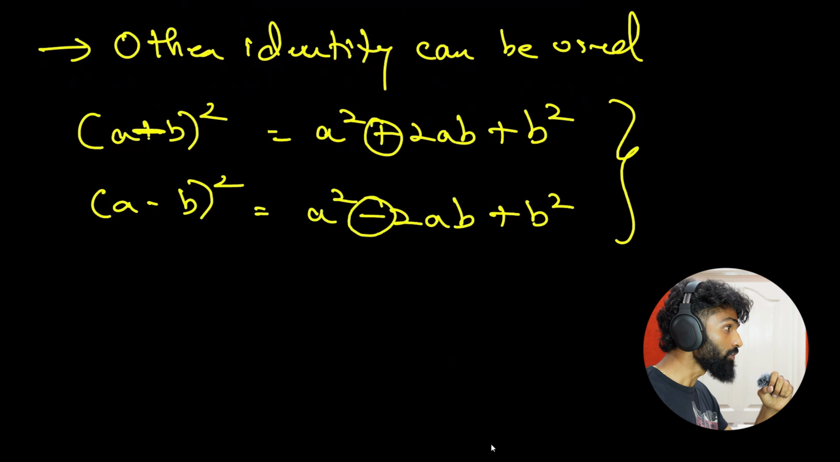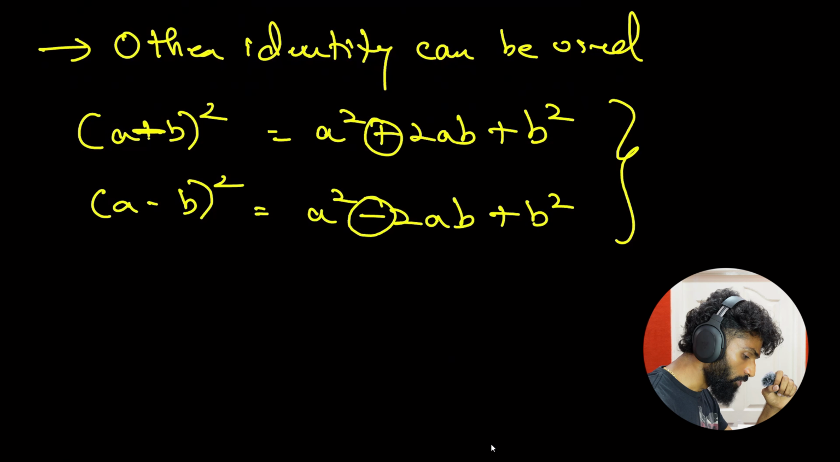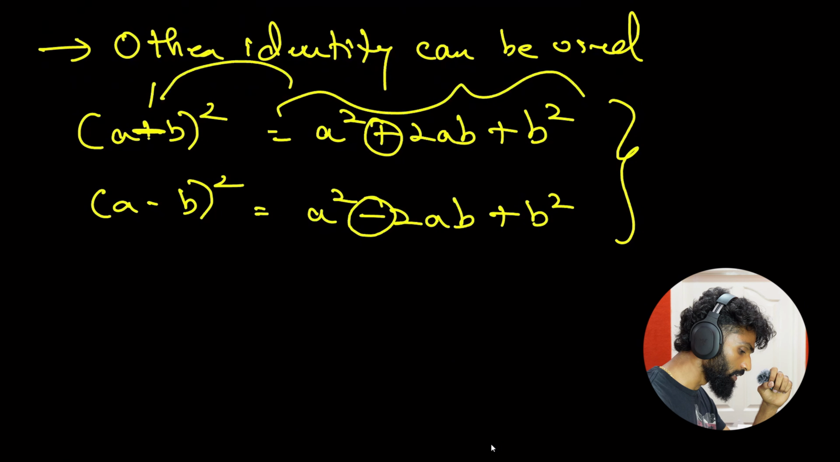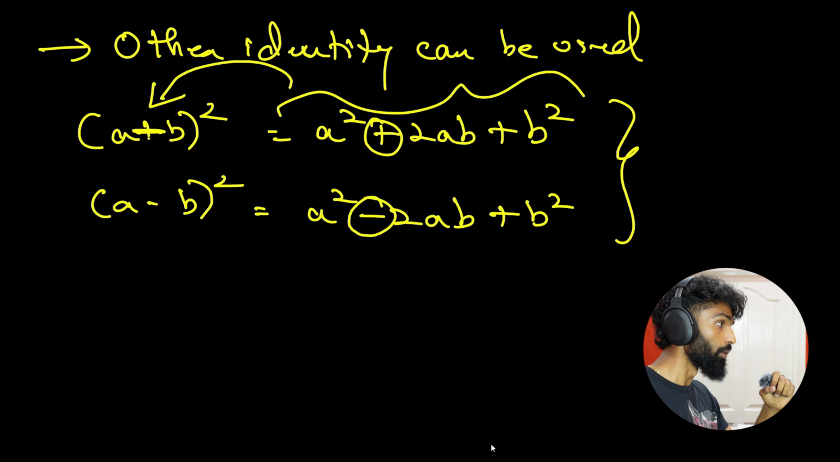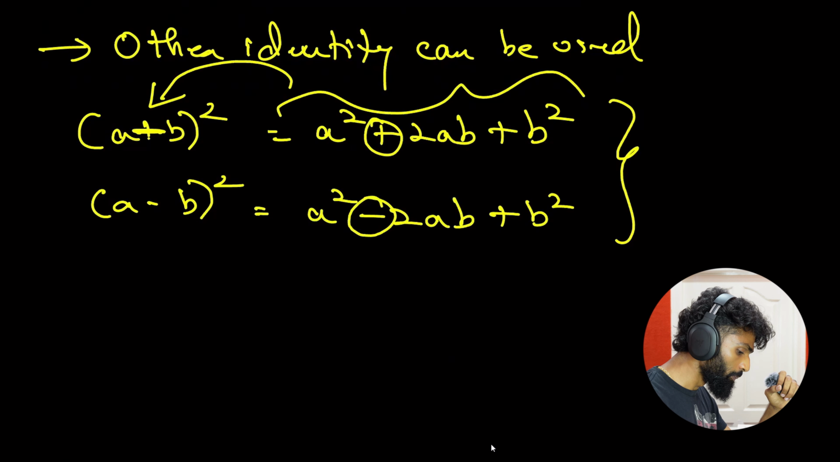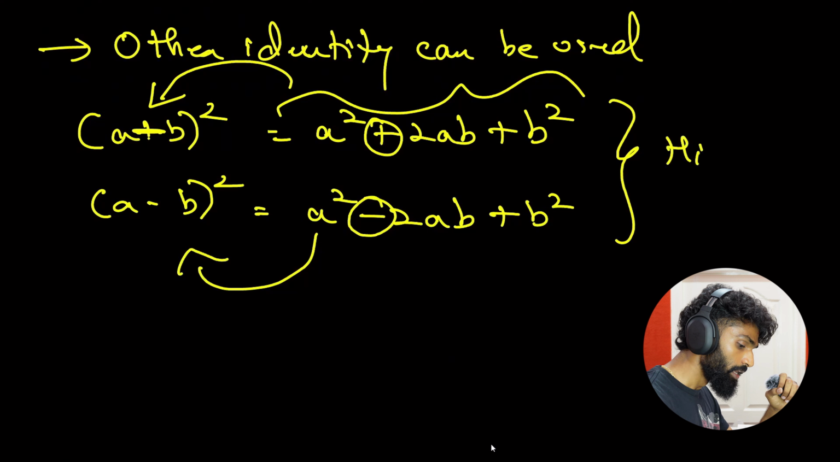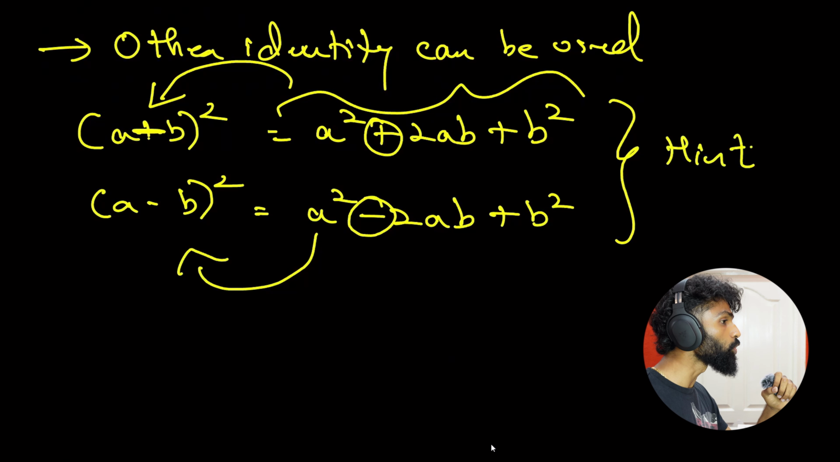By chance, when you're trying to convert, look at the signs. If all the visible signs are positive, then you're supposed to convert it in terms of a plus b the whole square. But by chance, if one of the signs is negative, and which sign has to be negative? The one before the 2ab. If it is negative, it 100% has to get converted in terms of a minus b the whole square. That's the hint. Hint is, look at the sign before the 2ab, and that will help you figure out what other identity can be used.